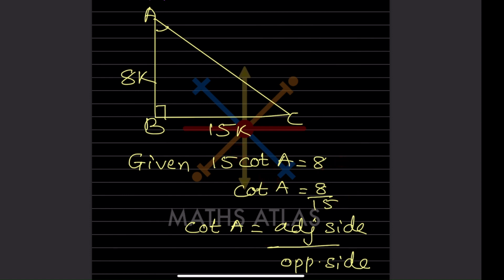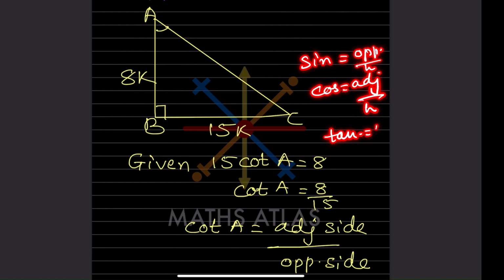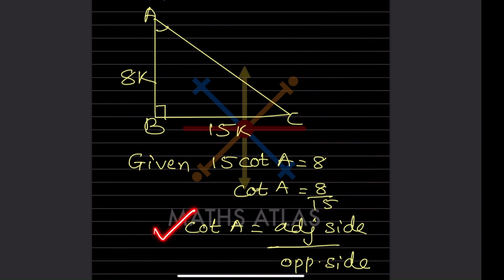So cot A is what? See here, you know, sine is opposite by hypotenuse. Cos is adjacent by hypotenuse. And tan is opposite by adjacent. So cot is 1 by tan. So what is adjacent is going to get flipped over. Just remember this, cot is 1 by tan. So this opposite by adjacent for tan is going to get flipped over. So adjacent will go in the numerator and the opposite is going to be in the denominator. Hope this point is clear to you.